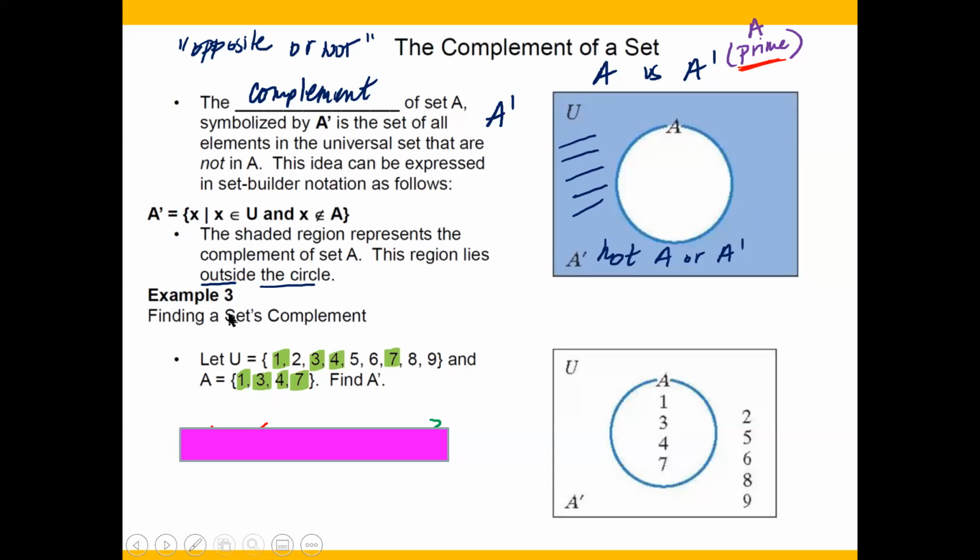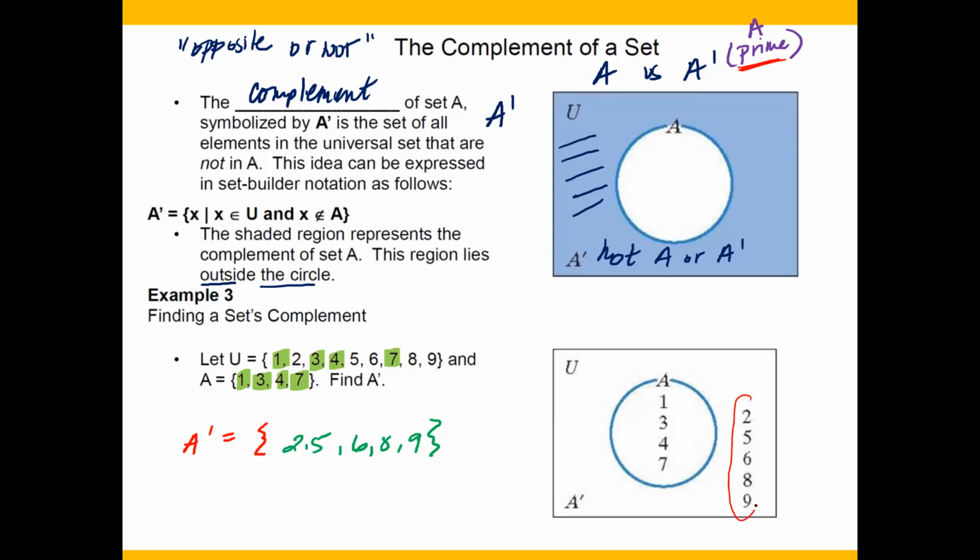So for example 3, find a set complement. Let U be 1, 2, 3, 4, 5, 6, 7, 8, 9, and A will be 1, 3, 4, 7. So find what is not in A, or what is A prime. What's not in A means what is outside of the circle. And those numbers will be 2, 5, 6, 8, and 9, because these numbers are not in A. They're not in the circle.